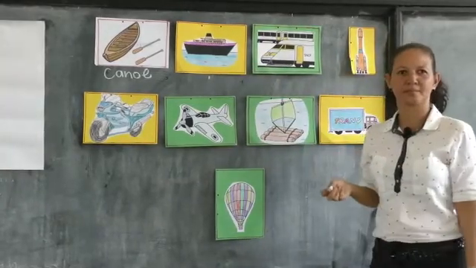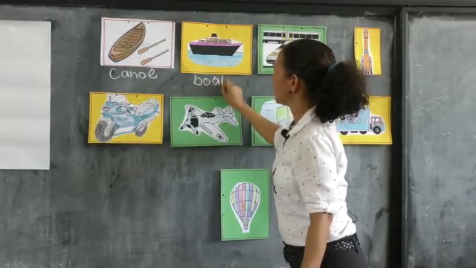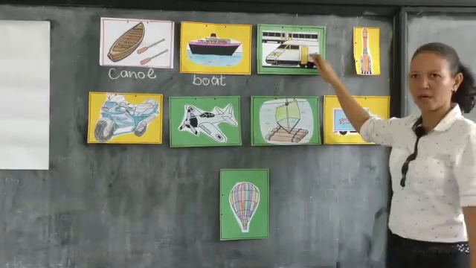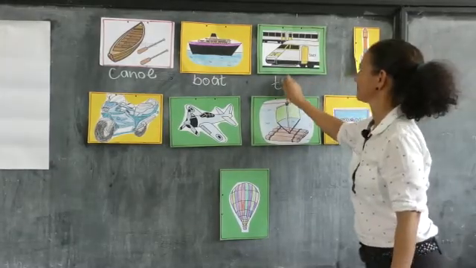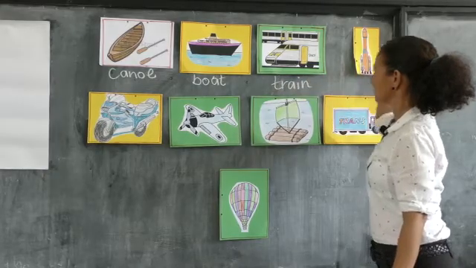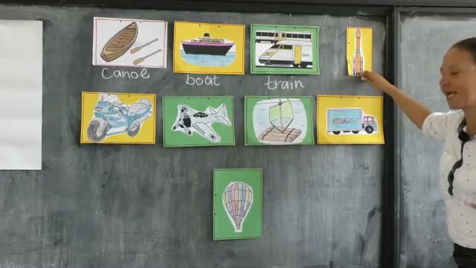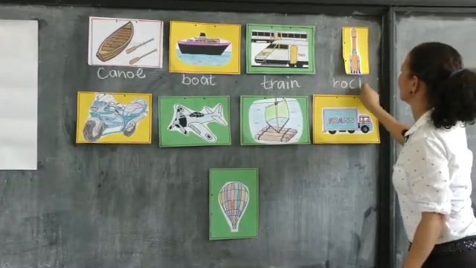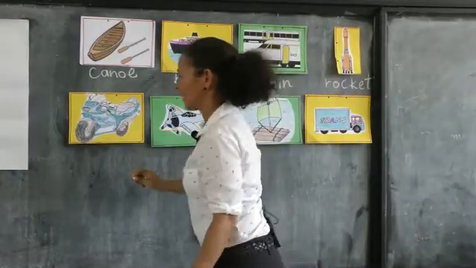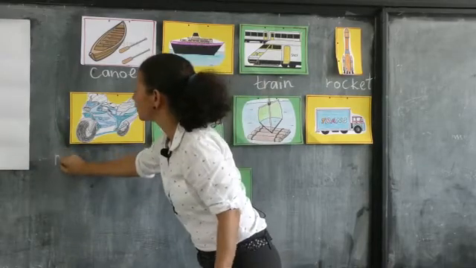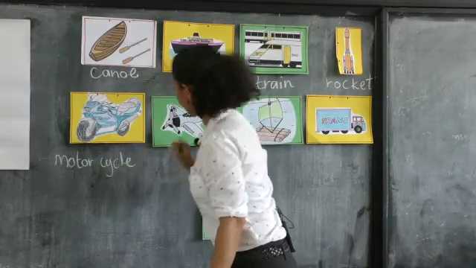Second one, a boat. Check yours if it's correct. Third one, train. And this one, it goes in the space, it's a rocket. Very good. Now this one has 2 wheels, it's a motorcycle.